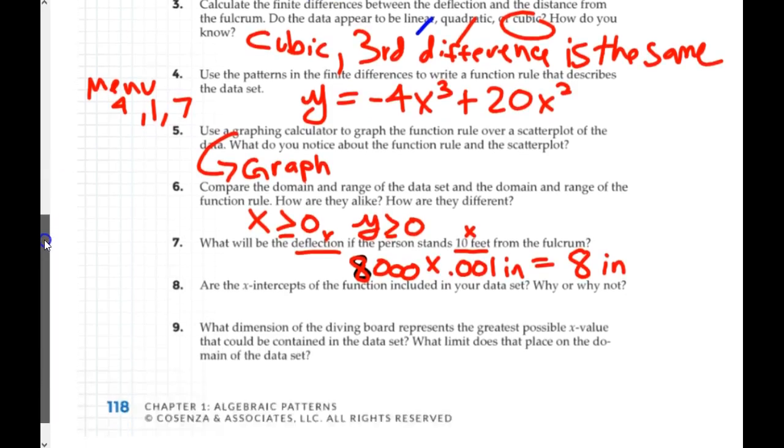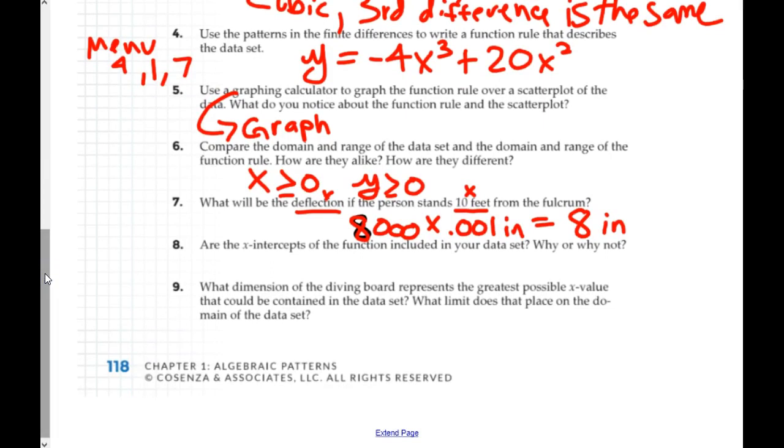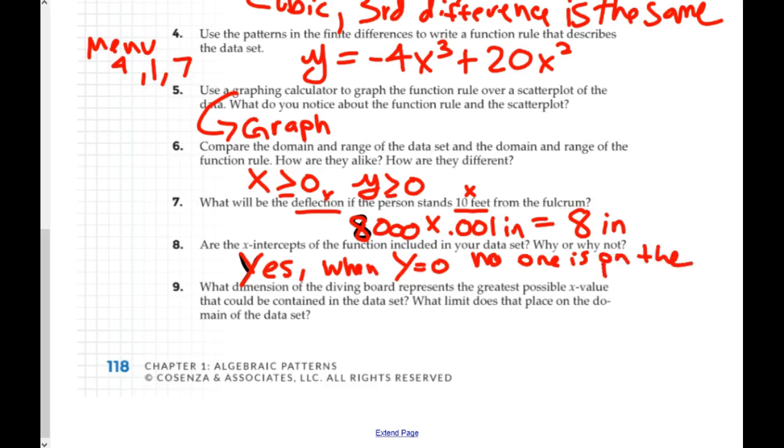Are the x-intercepts of the function included in your data set? Why or why not? Yes, because when y is 0, no one is on the board. So you can include 0, that's a measurement.